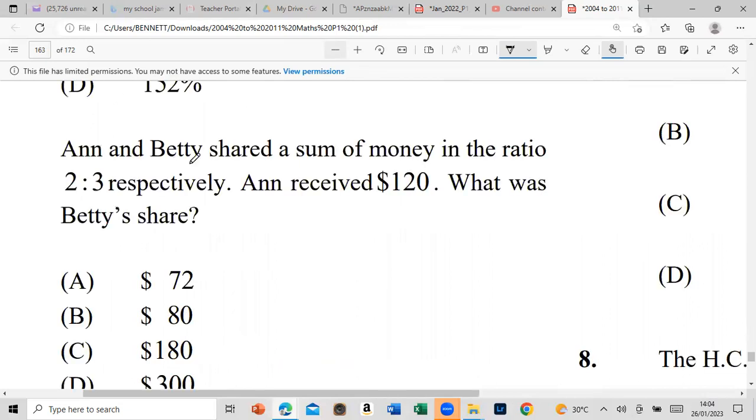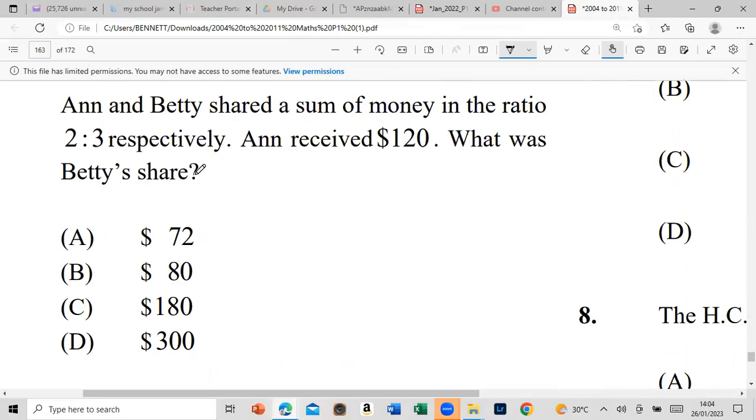It says Anne and Betty share a sum of money in the ratio 2 to 3 respectively. Anne received $120. What was Betty's share? So whatever it is, when you break it down, it's supposed to get the ratio 2 to 3. Alright? So we know it's going to be greater than 120. But what we need to do is to find one share, and we can take it from there.